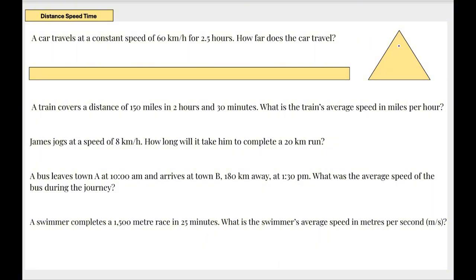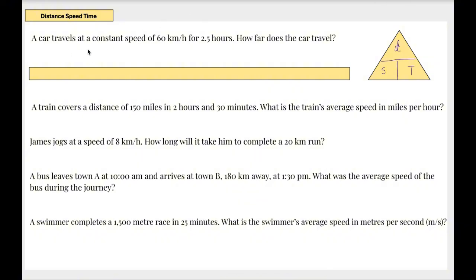You would have seen these triangles. So we're going to put our distance. This means distance. And then we've got speed. And then we've got time. And then there is a line across there. Excuse my drawing, but that'll do. So let's get my pen right.